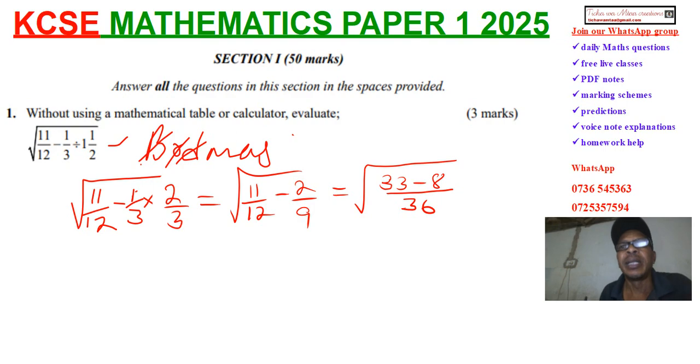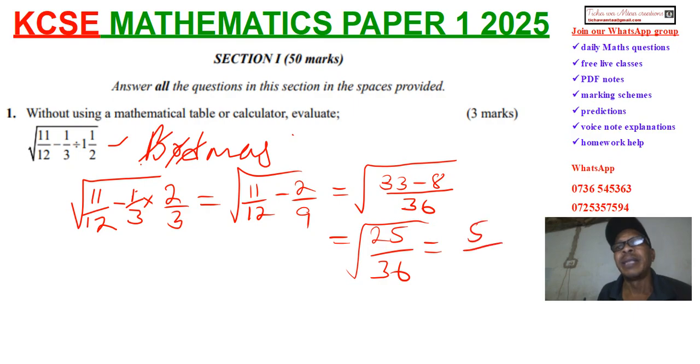So this is going to give us 33 minus 8, which gives us 25. You divide by 36, and we have the square root sign there. So when you get the square root of 25, you get 5, and when you get the square root of 36, you get 6. So that is the expected answer, and by doing that, you get 3 marks.